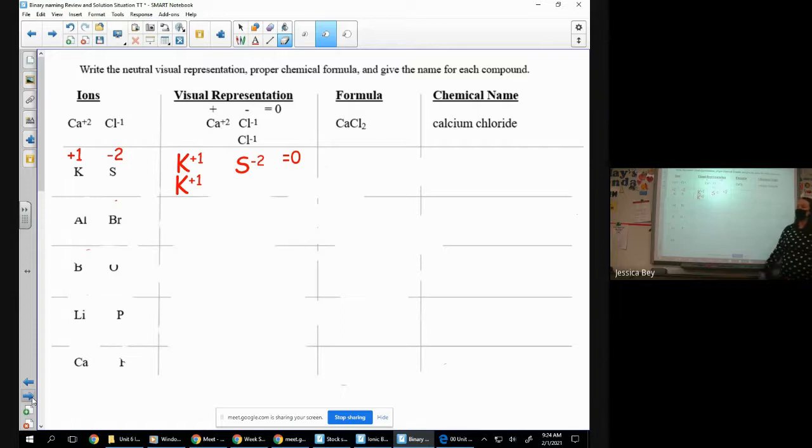Good. Then you're going to write the formula, which is very simple. You just write what you have. Potassium, I have 2 of them. And sulfur, you don't need to write a 1. It's assumed. And then you just name it potassium. And then sulfur turns into sulfide. Sulfide. Okay. Awesome. Good stuff.